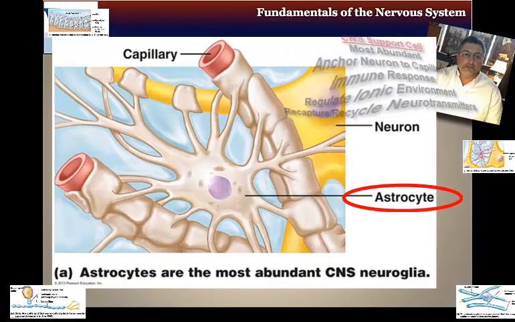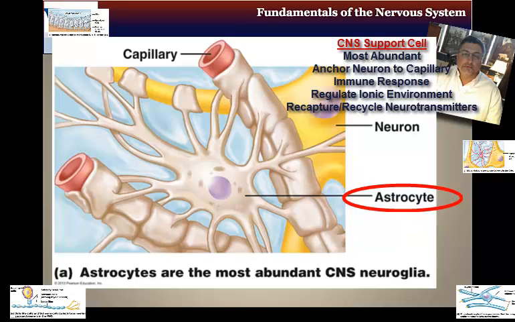Now, astrocytes are going to be the most abundant of the support cells. They're going to be star-shaped. They're going to be accounting for about half the neural tissue. They have numerous radiating projections with bulbous ends that cling to the neurons and to the capillary beds, anchoring the neurons to its nutrient supply lines.